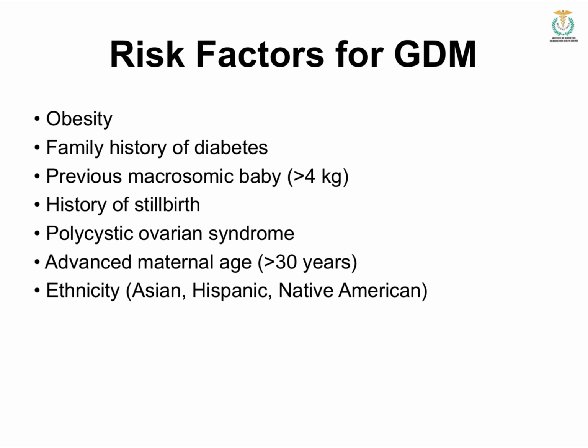Then comes PCOS or polycystic ovarian syndrome, advanced maternal age, that is above 30 years of age, and certain ethnic groups, especially South Asians like us, who have a higher genetic predisposition. So in these women, don't wait for 24 weeks. Start screening as early as the first trimester itself. The key point here is early identification of high risk women. Early intervention will help us prevent complications in future. So those are the risk factors of GDM.